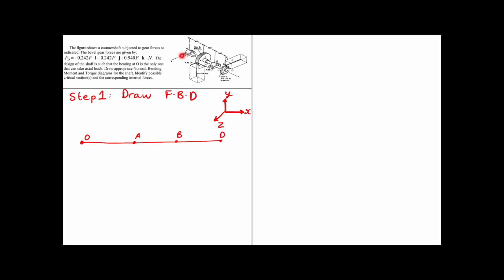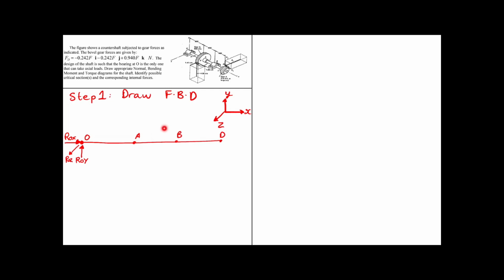What do we have? We have a bearing, and a bearing typically will have reaction forces in all directions unless it is specifically mentioned that it doesn't have one in a direction. So in our case at O we have all three reactions ROX, ROY and ROZ. So let's assume these to be positive and we can mention in the diagram this is ROX, this is ROY and ROZ. So those are the forces at point O.